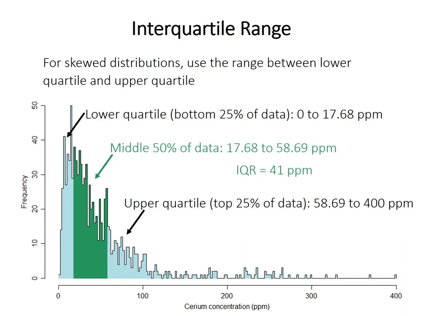So sometimes you see interquartile range given as the actual range, like 17.68 to 58.69. Sometimes you see it just as a single number, which is the difference between those two. You sometimes see those used interchangeably, but in R, if you want to report one value for dispersion, you want to report just a single number there.